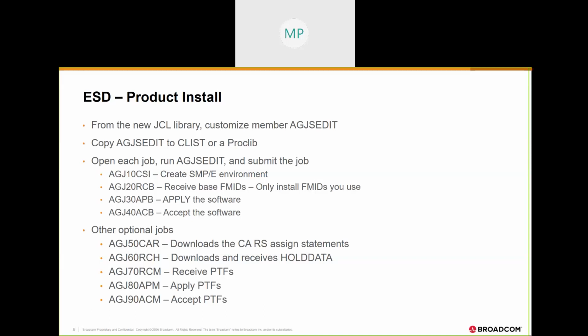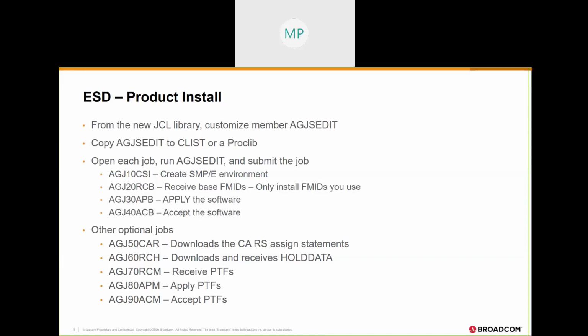You want to edit this member to only include the FMIDs you want installed. The other FMIDs require extra dataset definitions in the AGJSEdit member, which your site may or may not have. For example, the CULPRIT interface for FCS requires an FCS load lib. If you try to install FCS without a valid FCS load lib, you will have errors later on the apply job.